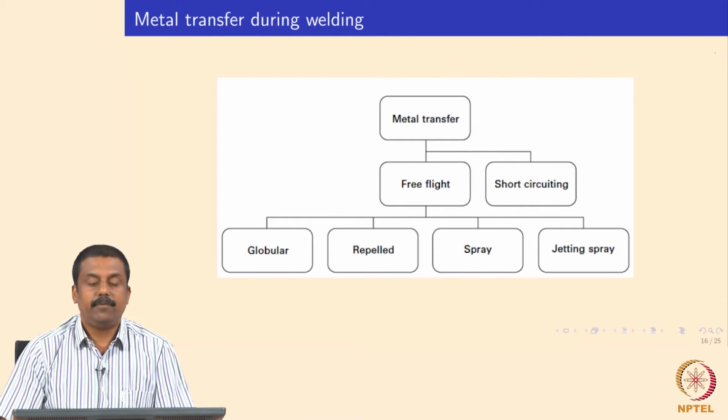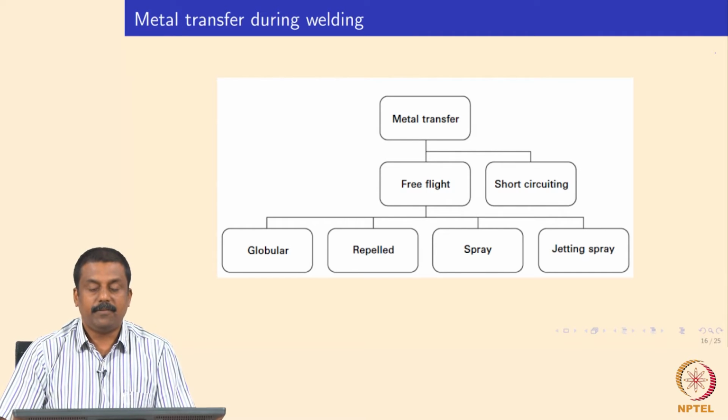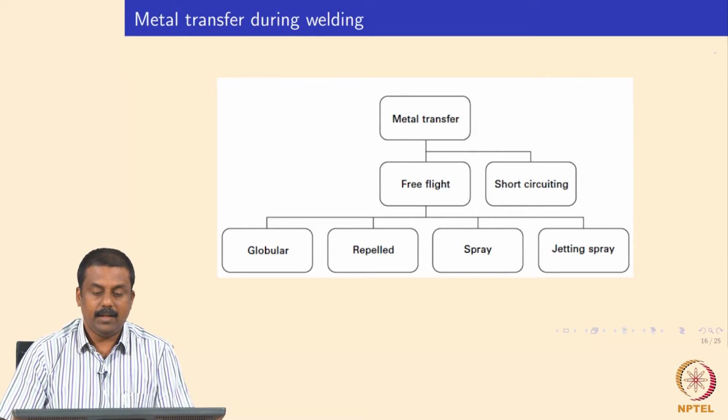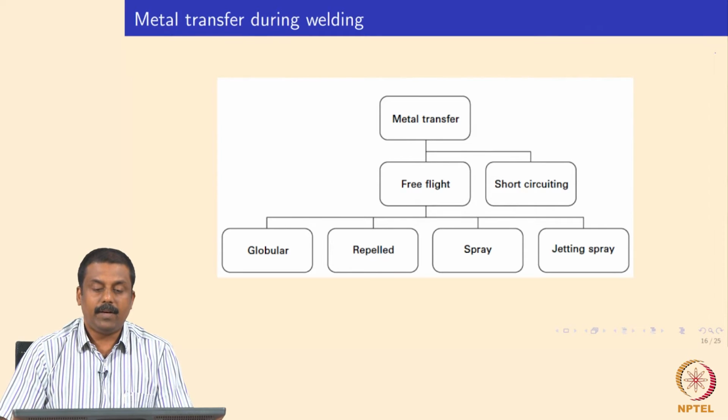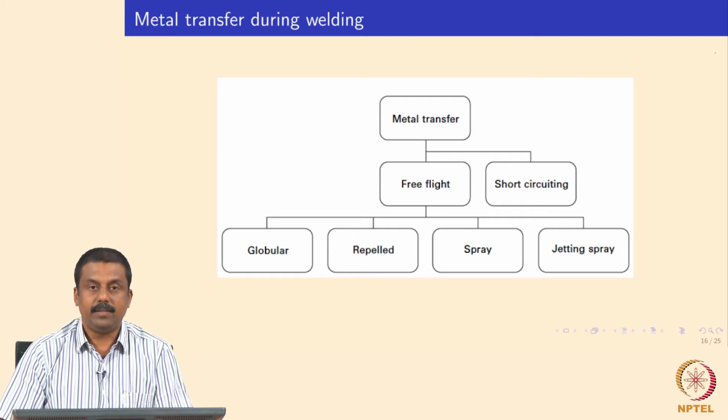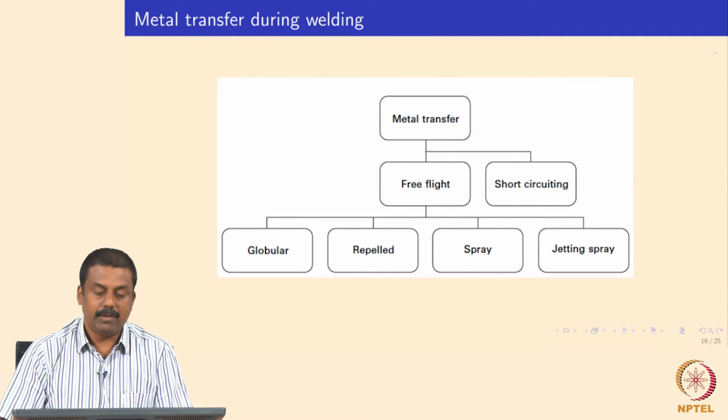So based on the force balance, as I already explained, and which force is actually promoting droplet transfer, we can classify the transfer in majority in 4 modes. So if you look at the free flight transfer, free flight means the droplet is transferring from the tip to the workpiece smoothly, without any contact between the tip and the workpiece.